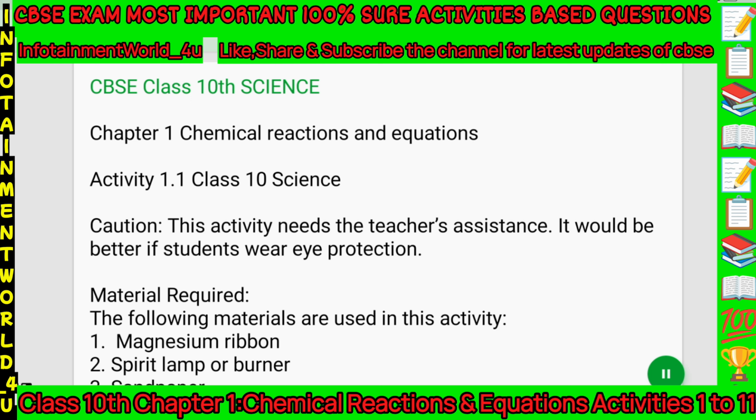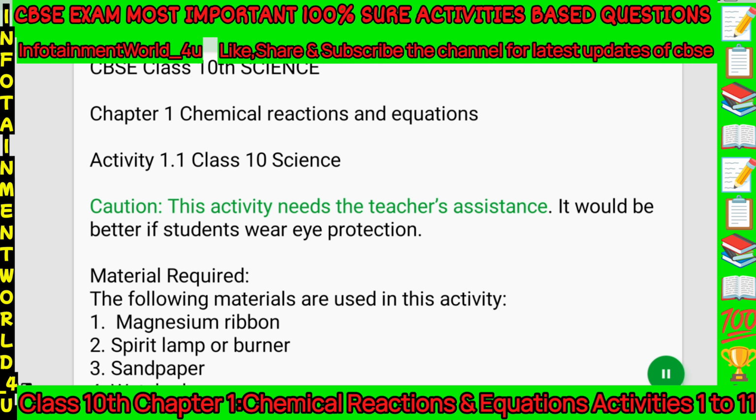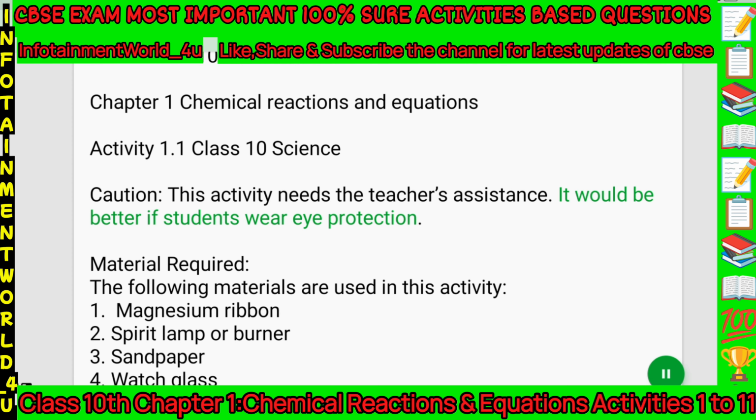CBSE Class 10th Science. Chapter 1 Chemical Reactions and Equations. Activity 1.1 Class 10 Science. Caution. This activity needs the teacher's assistance. It would be better if students wear eye protection.